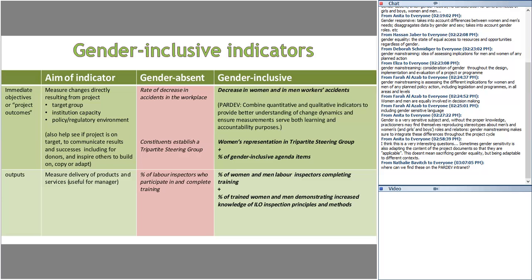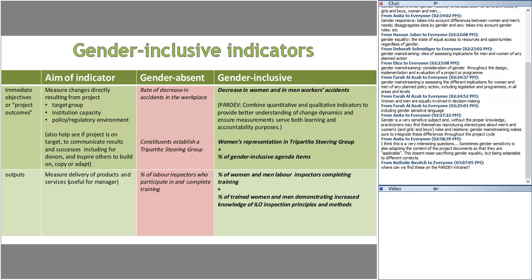Anita says, gender is a very sensitive subject, and without the proper knowledge, practitioners may find themselves reproducing stereotypes about women and men and girls and boys' roles and relations. Gender mainstreaming makes sure to integrate these differences throughout the project cycle. Anita also added, I think this is a very interesting question. Sometimes gender sensitivity is also adapting the content of the project documents so that they are applicable.